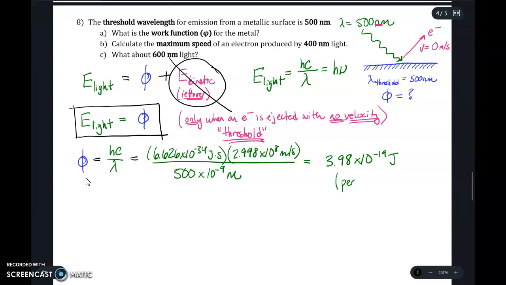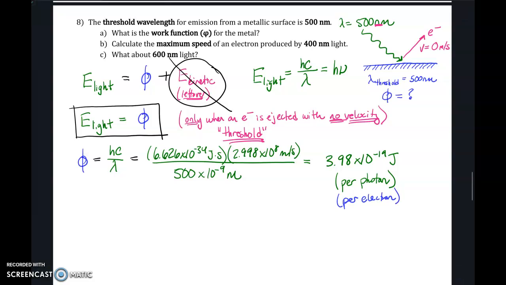We want to remember that anytime we use these equations, these are per particle values. Really what we've calculated here is the energy per photon, because we used the energy of the light equation to solve for this. So in this 500 nanometer light, we now know that each photon delivers 3.98 times 10 to the negative 19th joules to the electron in the metal. But since this is the energy that the electron needs in order to eject, this is also representing what the work function value is, per electron.